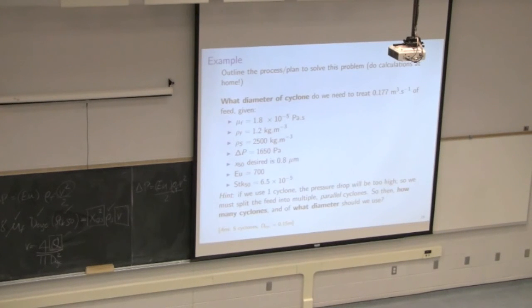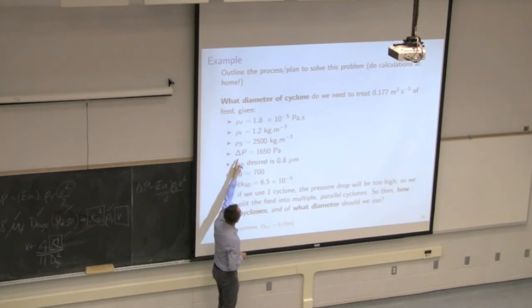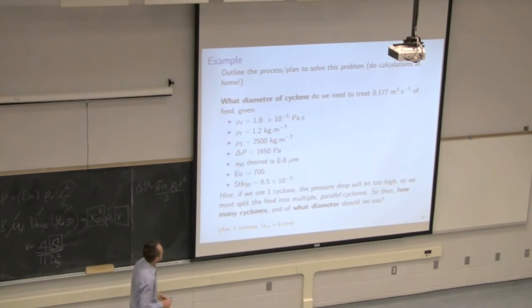Here's the problem. We're facing the need to treat a certain flow rate Q, capital Q of that much, 0.177 of feed. And then we know all sorts of properties regarding the feed. We've got those pressure drops that we require, these densities and viscosities. But we have this need where delta P is 1650 pascals, and we require a cut size of 0.8 microns.